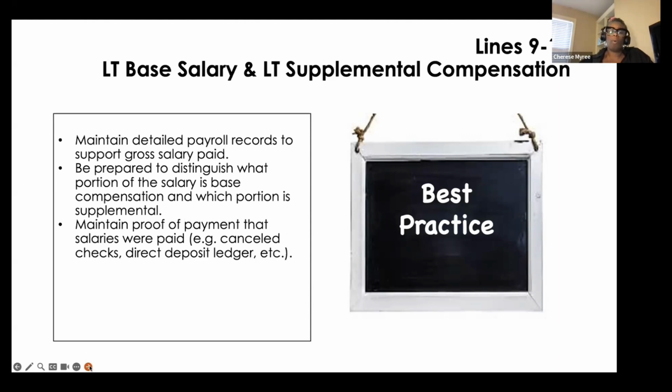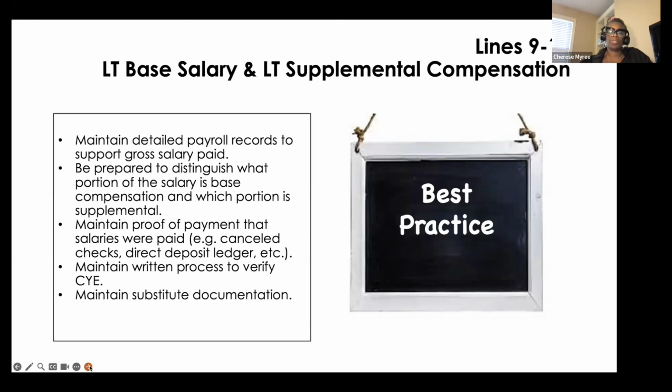So that's going to require canceled checks, direct deposit ledgers, some payroll summaries, payroll registers, all the things to support that those teachers were in fact paid, and a written process that supports the CYE and that those particular teachers met the requirements, and any substitute documentation.